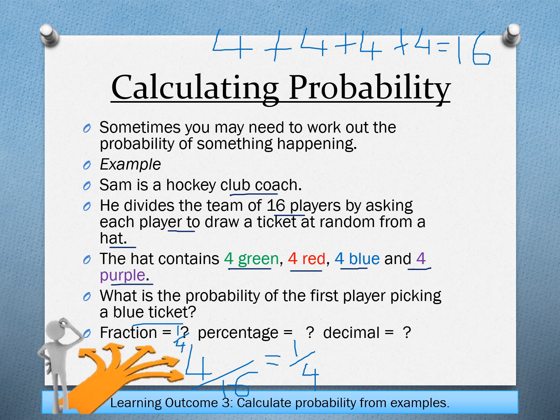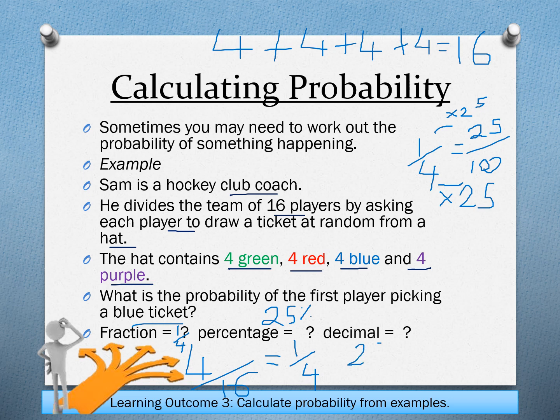Now a quarter as a percentage, hopefully you're happy with, I can write it out of 100. So we multiply top and bottom, the denominator by 25 and the numerator by 25, to make an equivalent fraction. So it's 25 hundredths. As a percentage, that will equal 25%, because the word percent means per 100. For the decimal, that would just be 25 divided by 100.